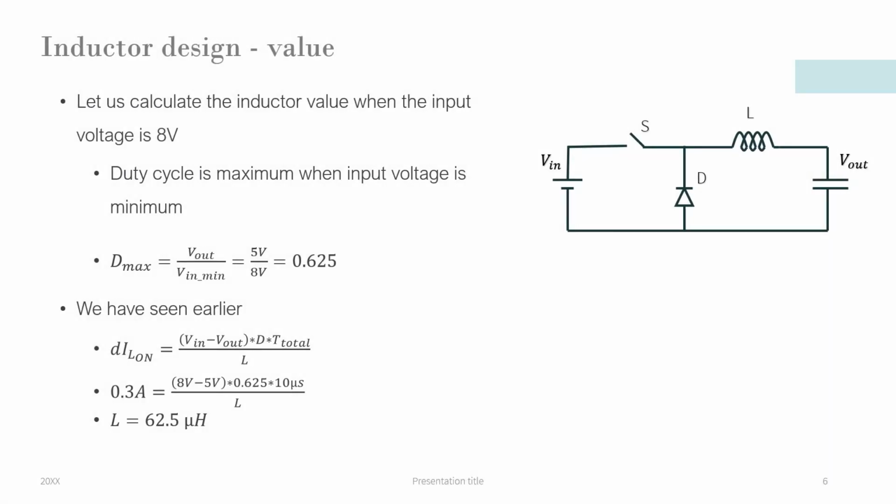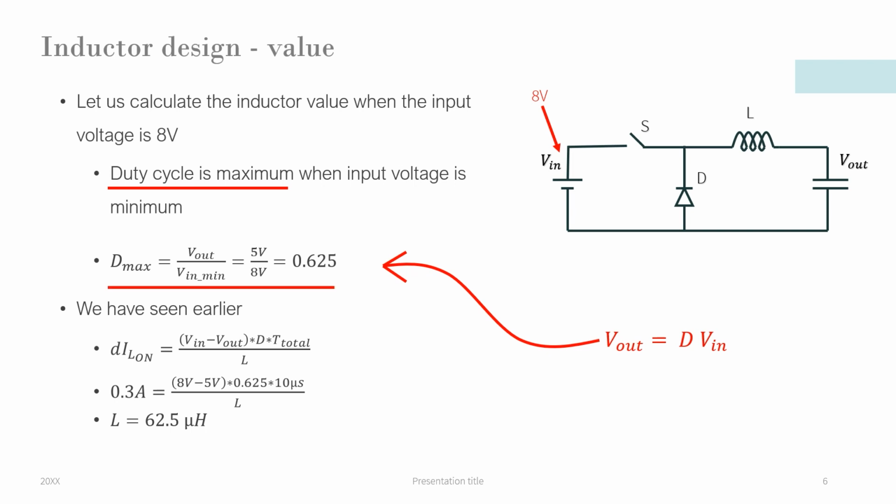Let us now calculate the value of inductor when input is minimum, that is when the input is equal to 8 volt. We know the buck regulator output transfer function. Using this, we can find maximum value of duty cycle which occurs at minimum input voltage. On substituting these values, duty cycle amounts to 0.625. Similar to our previous exercise, we can find the value of the inductor using the duty cycle considering the switch is turned on. On substituting these values, we get the inductor value to be equal to 62.5 microhenry.